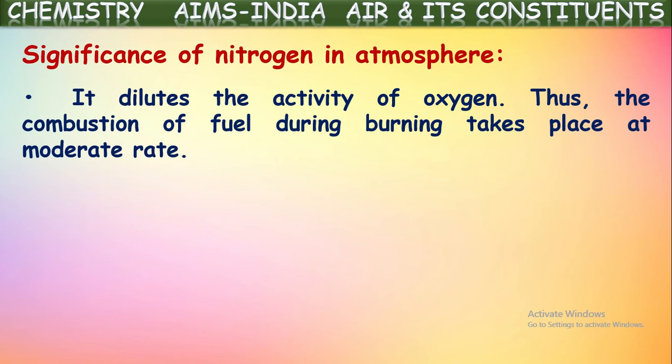Along with oxygen in the atmosphere, nitrogen gas is also there. As nitrogen gas is present in the atmosphere, it slows down the combustion speed. It controls the action of oxygen on the fuels. So it is very important in this way.